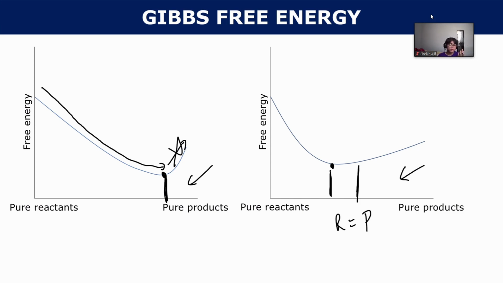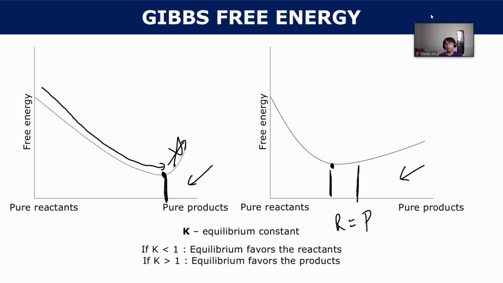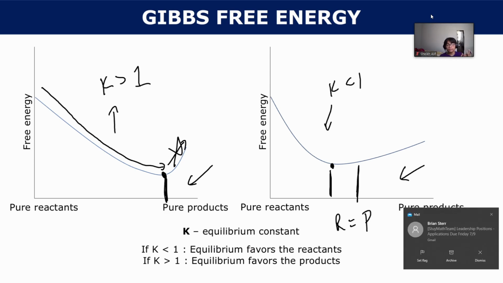And so we use a value to determine whether a reactant or product is going to be favored in an equilibrium reaction. We describe that as the equilibrium constant. So if the equilibrium constant, or K, is less than 1, equilibrium is going to favor the reactants. But if K is greater than 1, equilibrium is going to favor the products. So for this one on the left here, the equilibrium constant is going to be greater than 1 because the equilibrium is favoring the product, sorry. And for this one, K is going to be less than 1 since the equilibrium favors the reactants.